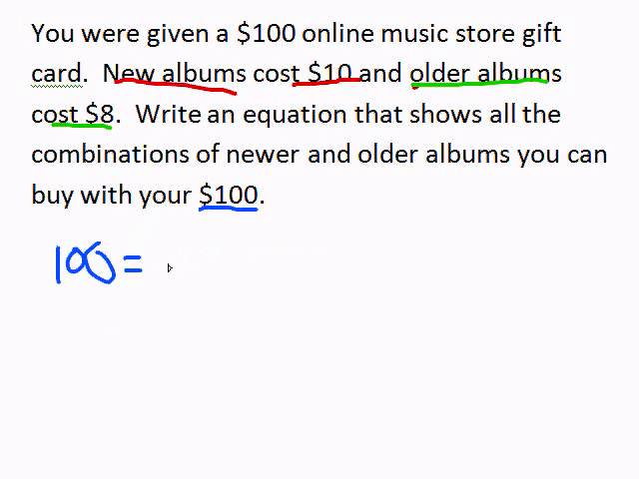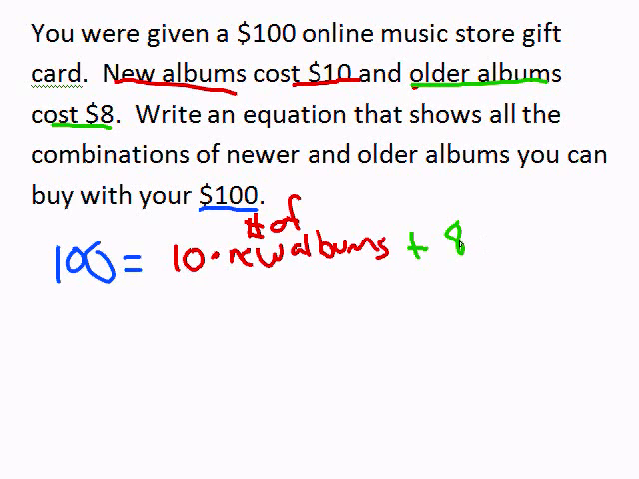So the $100 has to be equal to $10 times the number of new albums, plus $8 times the number of old albums. The reason for that again is we have $100 to spend in total, and we're assuming we're probably going to spend all of it. That total is equal to the number of new albums we bought times $10, because they cost $10 a piece, and the number of older albums we bought times $8, because they cost $8 a piece.